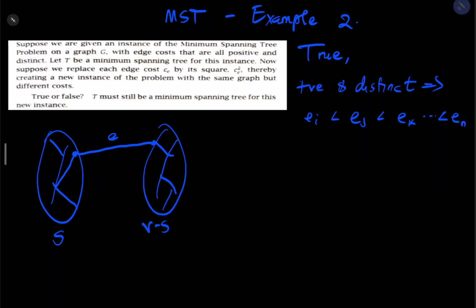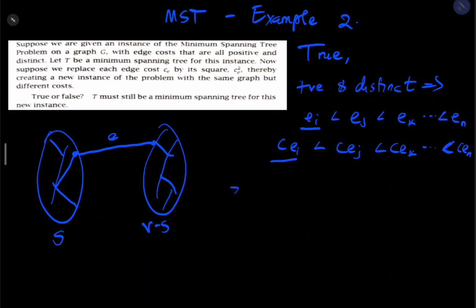cheapest edge. And this also means that the cost of all the edges, since they are distinct, would be, let's call it, C(E_I) less than C(E_J), less than C(E_K), all the way to less than C(E_N). Moving forward, this is the cost of the cheapest edge. And when you square positive numbers that are distinct, the cheapest or the smallest number will still be the smallest.